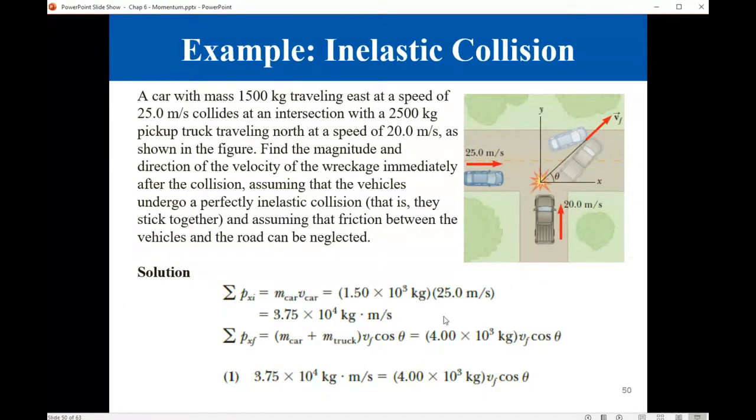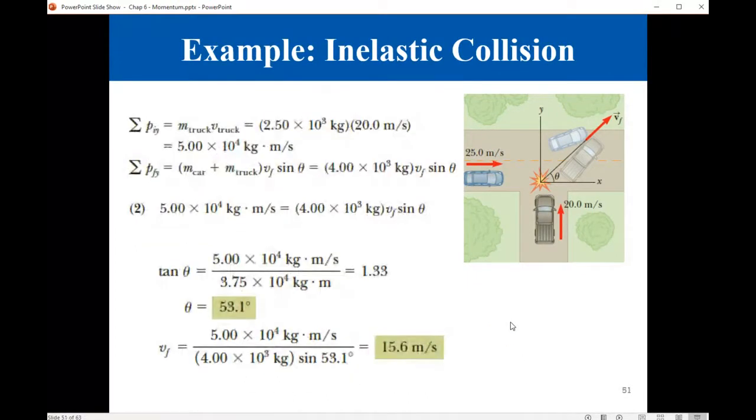So we need to use the conservation of momentum along y to get two equations for two unknowns so we can solve the problem. So for y, originally we have this vehicle moving this way, so the original momentum, mass times velocity. After collision, you have the new mass, m car plus m truck, and you have v final sine theta. So now we have two equations with two unknowns, v final and theta. We can solve them simultaneously.